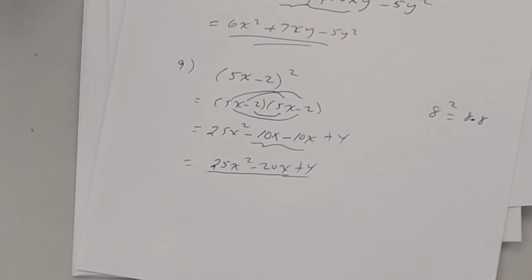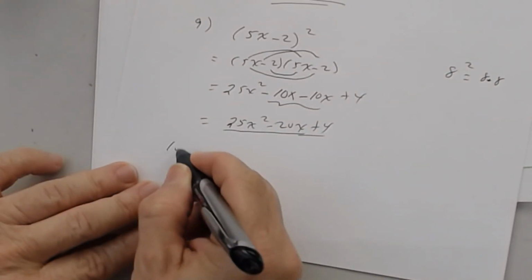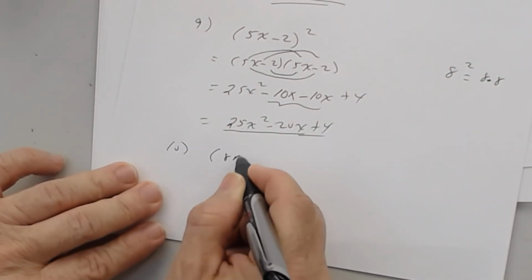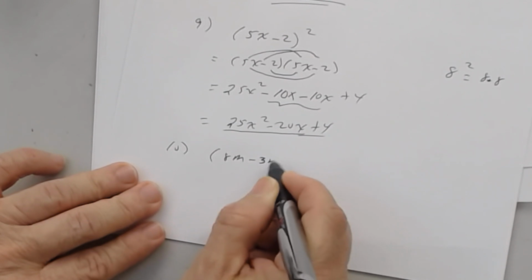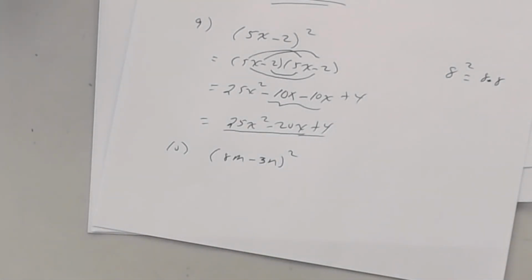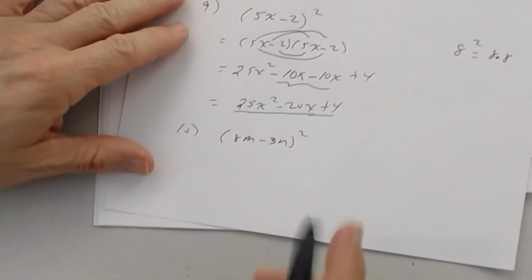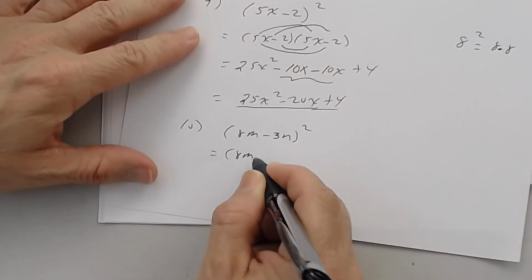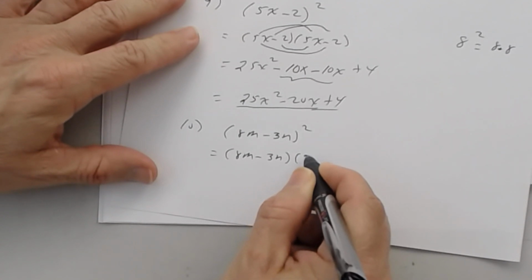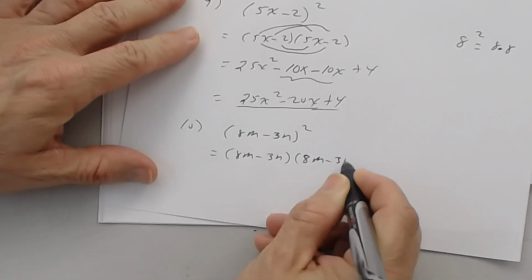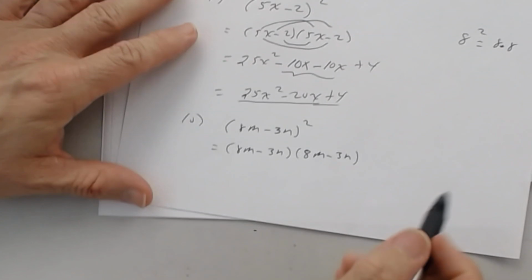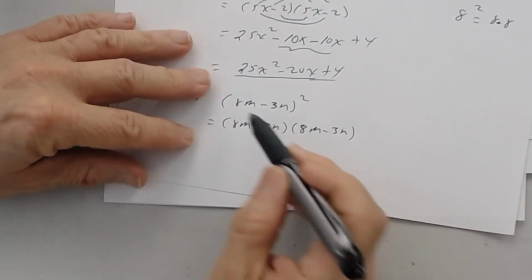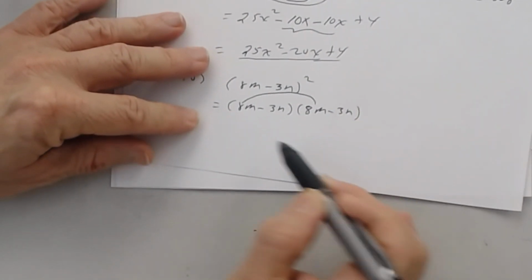Okay? And then finally, number 10. Suppose we had this. 8m minus 3n squared. What do you do? First of all, you're going to do what? Rewrite it. Rewrite it as binomials. So that's going to be 8m minus 3n times itself, right? And now we do what method? FOIL. So what's 8m times 8m?